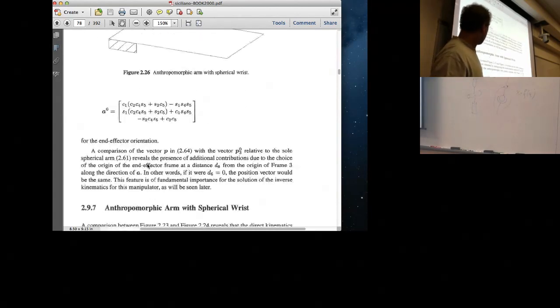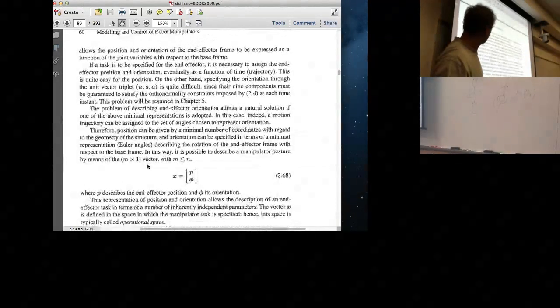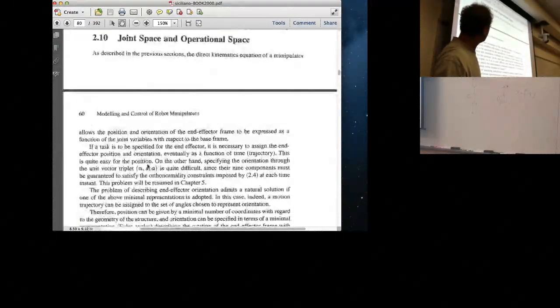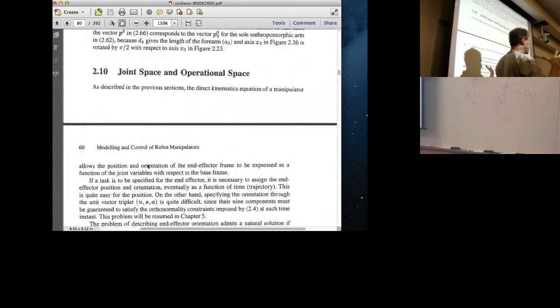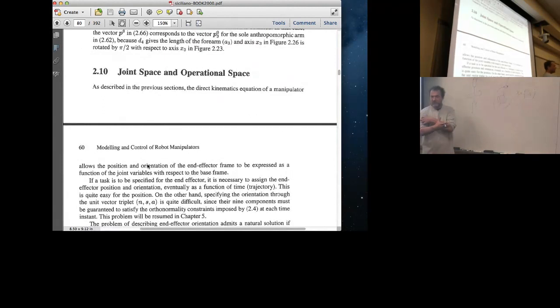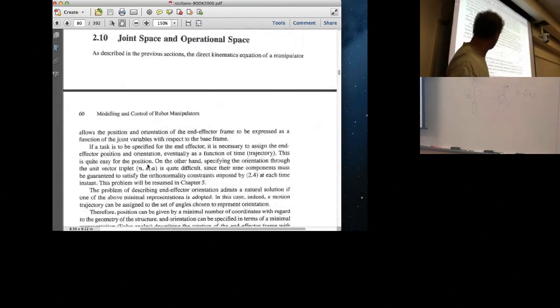Okay, good. Let me just skip that and go to a last remark. Joint space and operational space. We'll get more of that. But we now have these two spaces, and we've seen them more profoundly. We have the space in which the robots can move, which is the joint space, either prismatic or revolute joints. And we have the end effector, which is the thing we care about. And the spaces of these two systems are interestingly different.